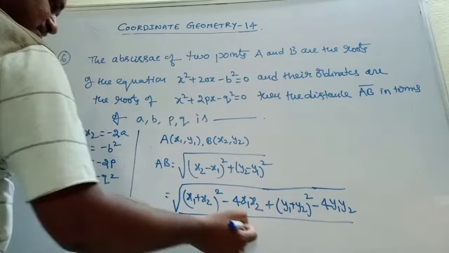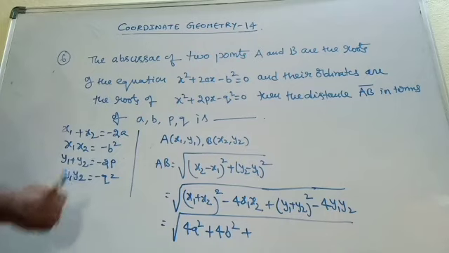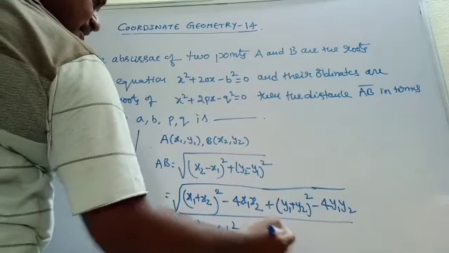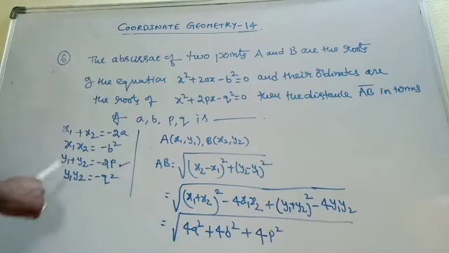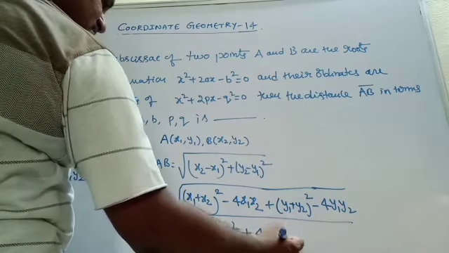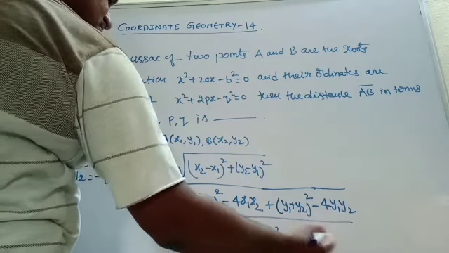Next, plus (y1 plus y2) whole square, which is minus 2p. Minus 2p whole square is nothing but 4p square, right? And minus 4y1y2. Minus 4 into y1y2, which is minus q square, that is minus into minus plus, that is 4q square, like this.